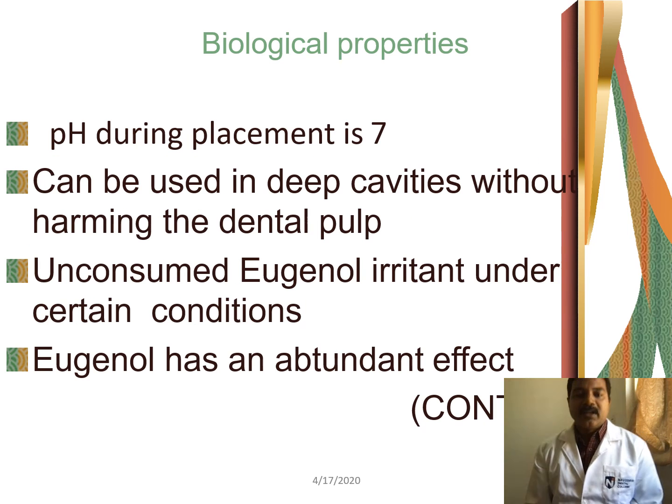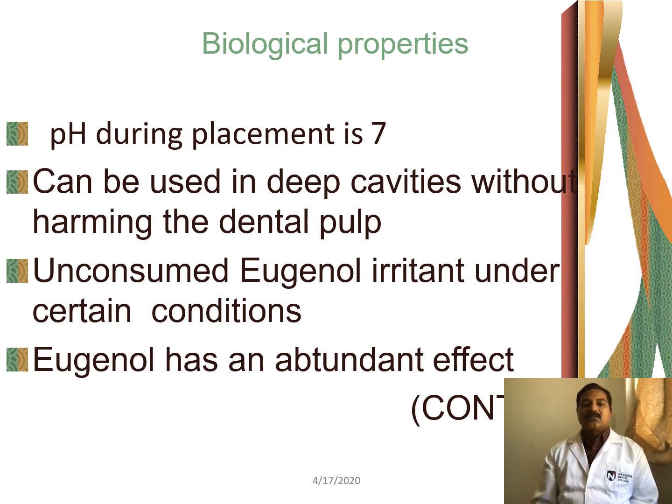Unconsumed eugenol can irritate the pulp. The pH is neutral. When you take zinc phosphate liquid, the phosphoric acid liquid pH is around 1.7. So this is very acidic. Whereas with zinc oxide eugenol, the pH is 7. It is neutral, so it is not very irritant to the pulp. So it can be used in deep cavities without harming the dental pulp. Only eugenol without addition of powder can be an irritant.